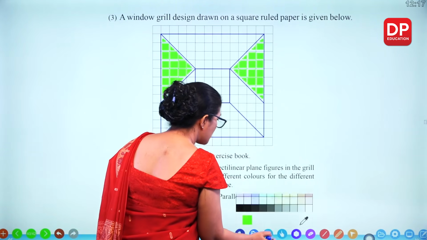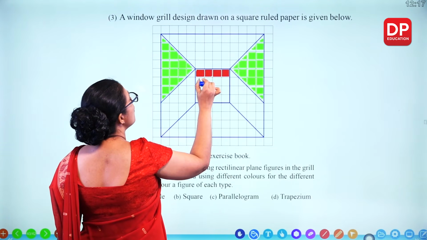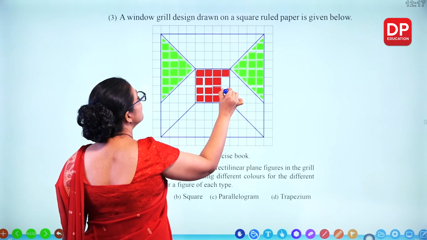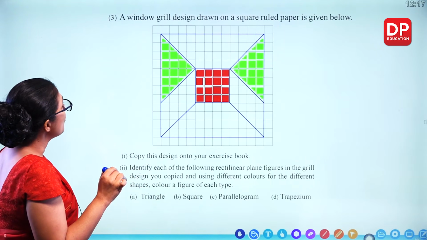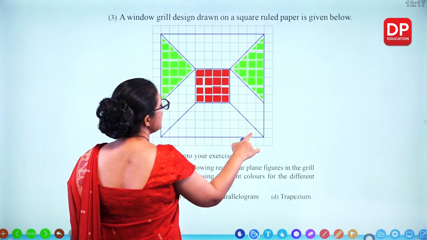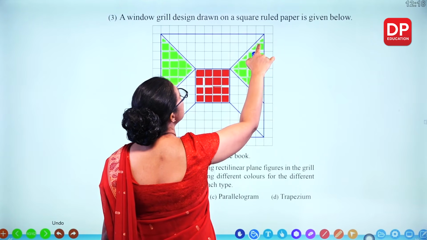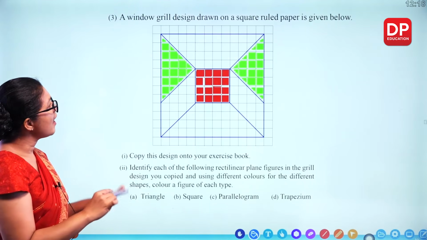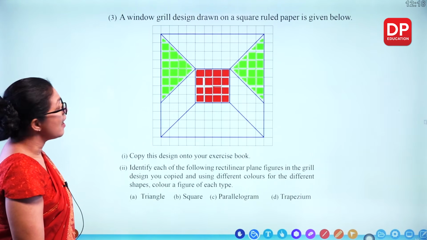Square, I'll use a different color. Here, 1, 2, 3, 4, 1, 2, 3, 4. So 4 by 4 square. That's a square. And what about the big one? 1, 2, 3, 4, 5, 6, 7, 8, 9, 10, 11, 12. 1, 2, 3, 4, 5, 6, 7, 8, 9, 10. So when you take the big one also, it is a square, so you can color the whole thing in one. But I can't do that.